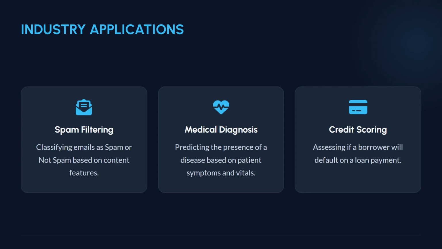Some of the applications where it is used are spam filtering, which is in our email apps, medical diagnostics, like predicting whether a particular man is suffering from a disease or not, and credit scoring, assessing if a borrower will default on a loan payment on the basis of their history. So these are applications related to this algorithm.